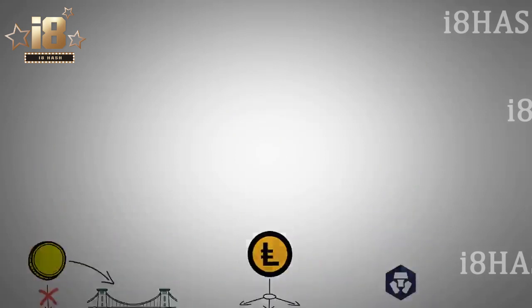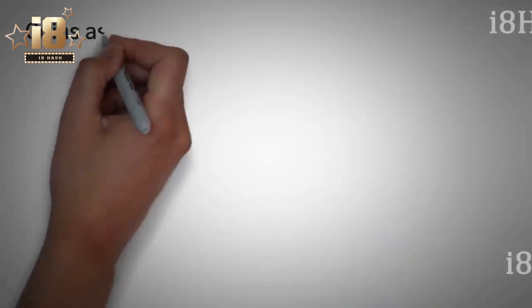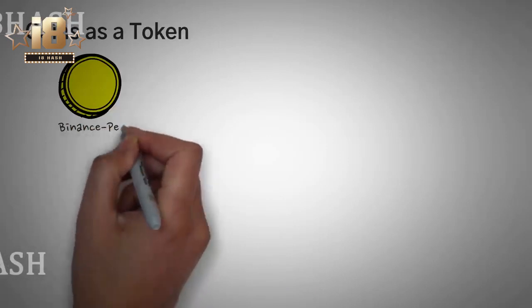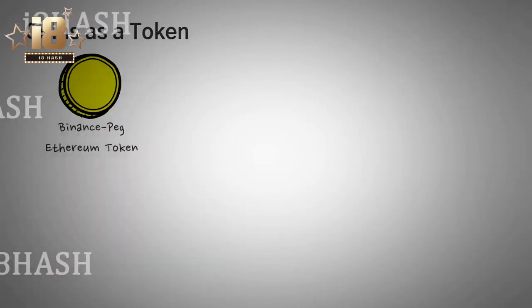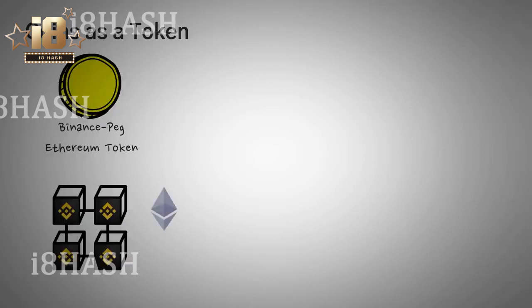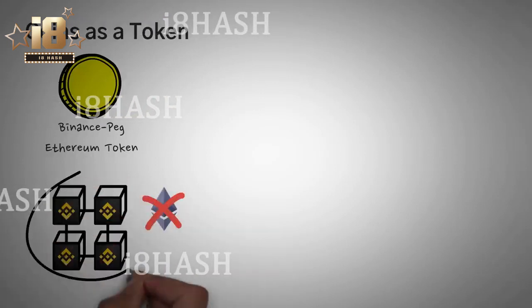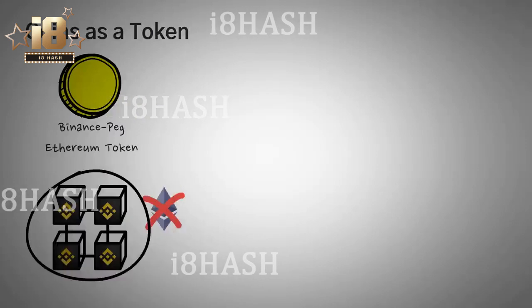Another important thing to know is that some coins are represented as tokens on other networks. For example, a few days ago, I bought something called Binance Peg Ethereum token on the Binance Smart Chain. I did not actually buy Ethereum, but instead I bought a representation of Ethereum on the Binance Smart Chain network that mimics the price of Ethereum.